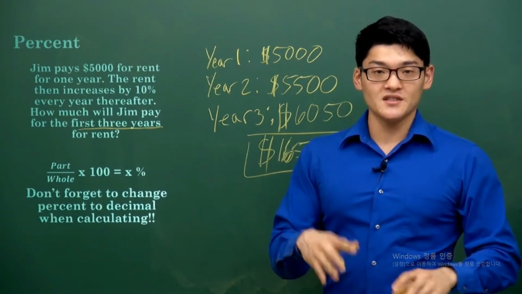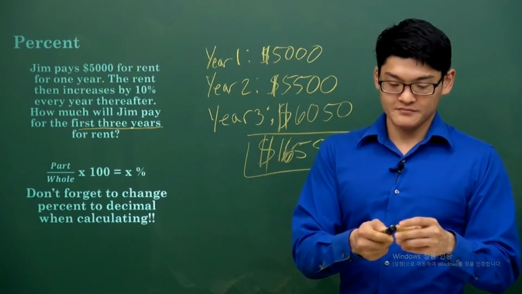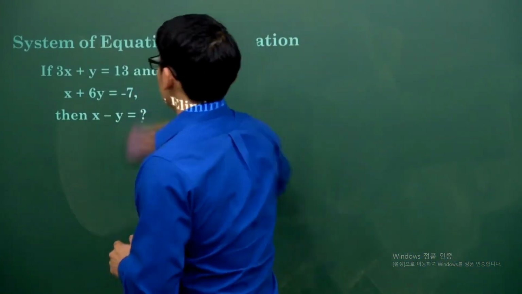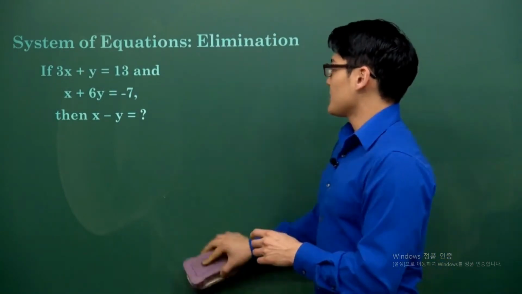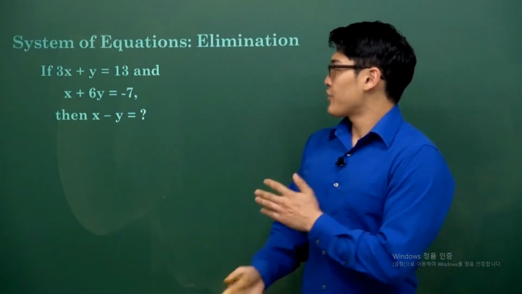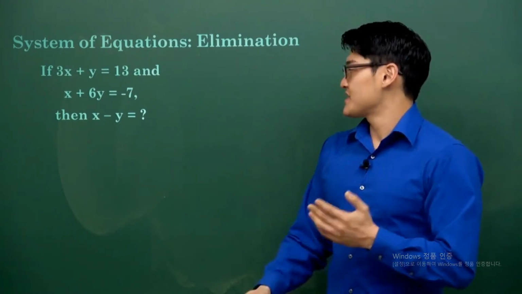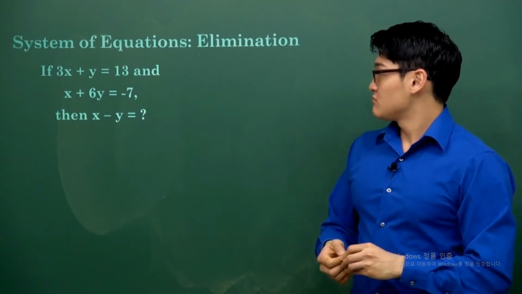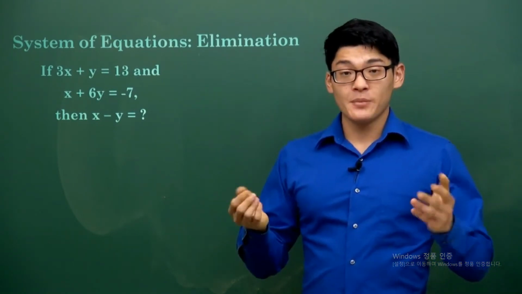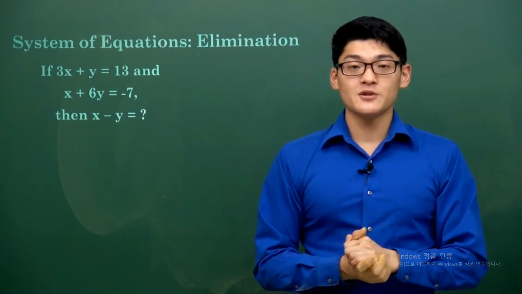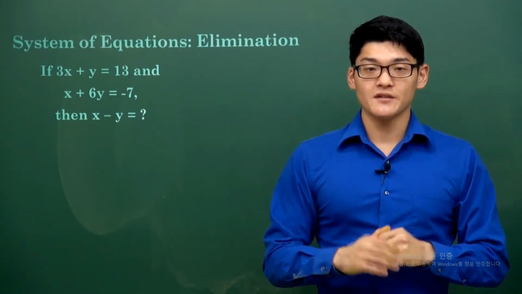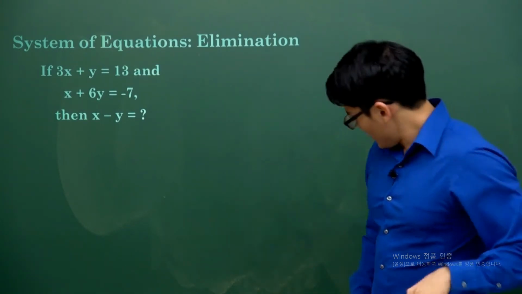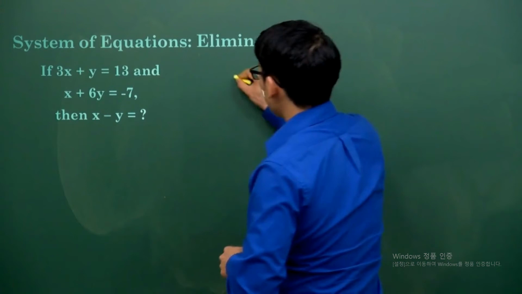Let's go ahead and move on to system of equations. So system of equations, we're going to focus on elimination. If 3x plus y equals 13 and x plus 6y equals negative 7, then x minus y equals what? Okay, so again, I'm going to give you some time to do it on your own. Pause the video and tackle it yourself. Go ahead. Okay, so, elimination.